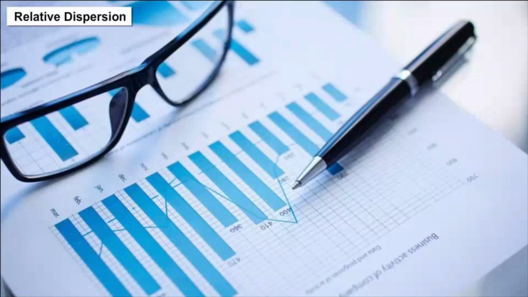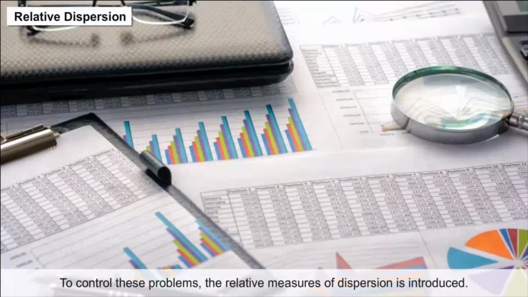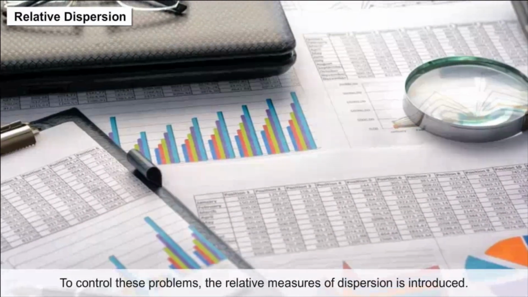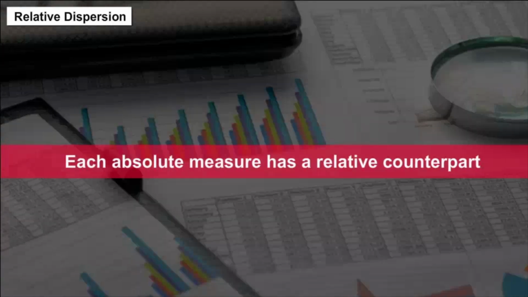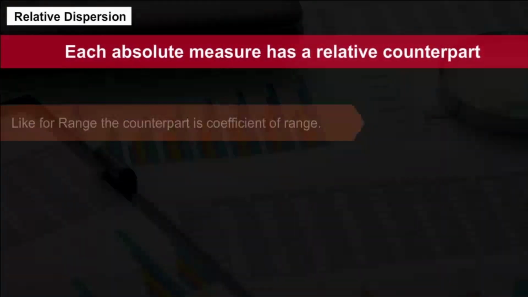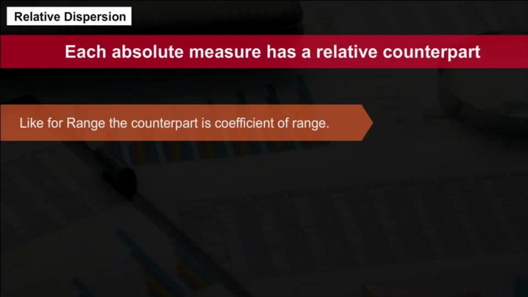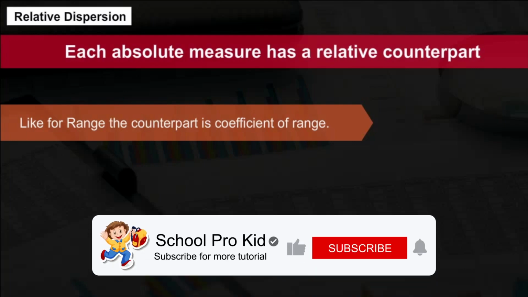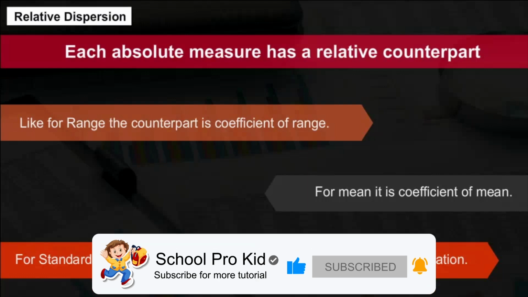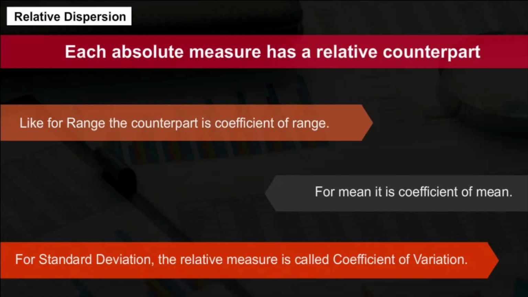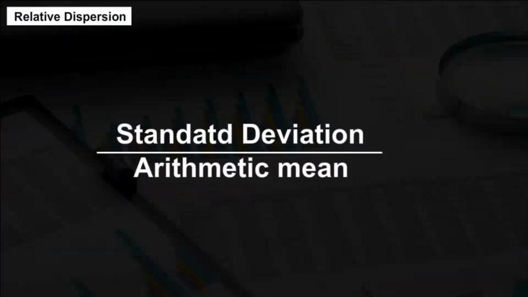Relative dispersion. To control these problems, the relative measures of dispersion are introduced. Each absolute measure has a relative counterpart. Like, for range, the counterpart is coefficient of range. For mean, it is coefficient of mean. For standard deviation, the relative measure is called coefficient of variation, calculated as standard deviation upon arithmetic mean into 100.